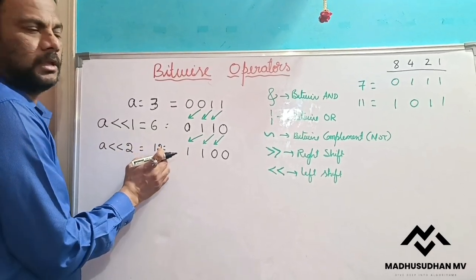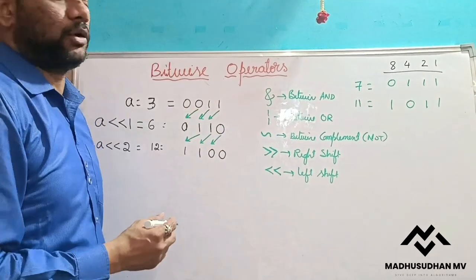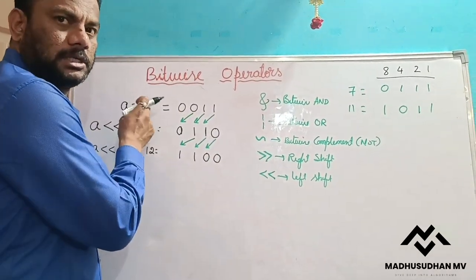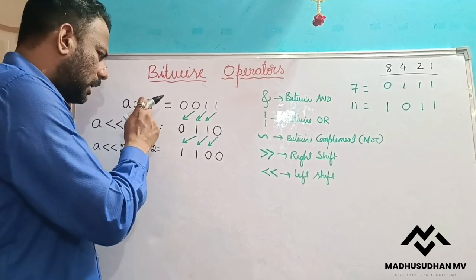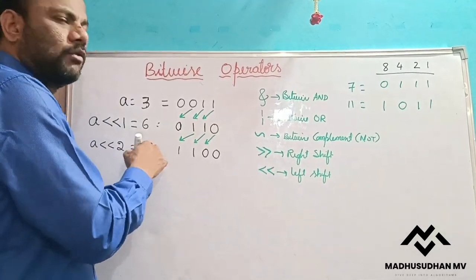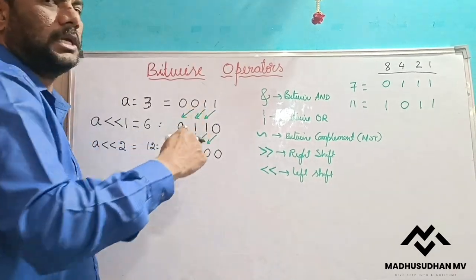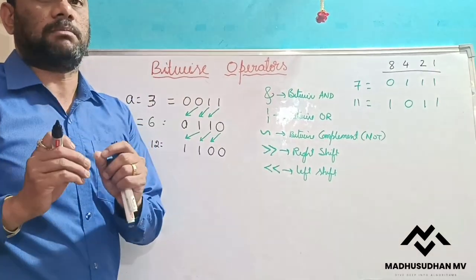So in general, left shifting means multiplying by 2. Earlier it was 3. One time I shifted, multiplied by 2. One more time, again multiplied by 2. If you shift one more time, I will get 24. Like that, every time you left shift once, it will be multiplied by 2, equivalent to multiplying by 2.